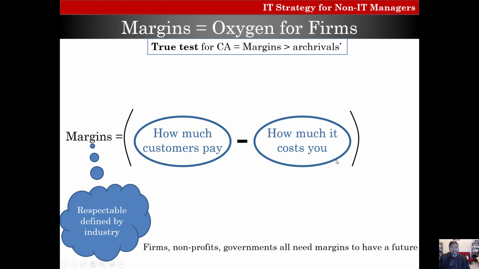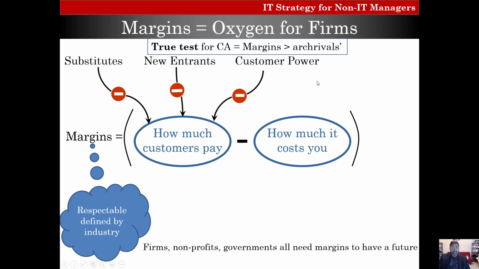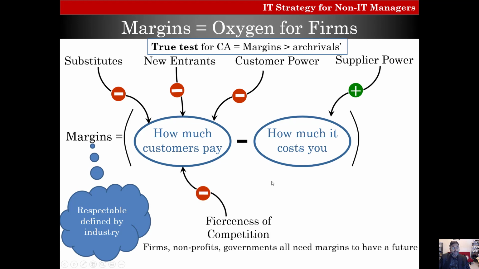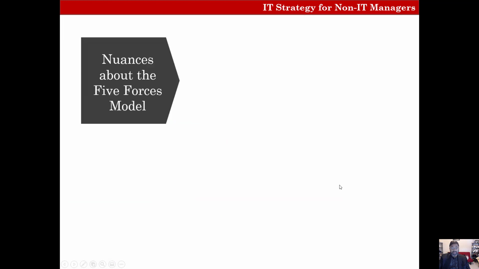And so if you look at this from the lens of the five forces model, more substitutes will reduce how much customers are willing to pay. New entrants reduce how much customers are willing to pay. More customer bargaining power essentially reduces how much they're willing to pay. Supplier power increases how much it costs you. And the fiercer the competition, the more it will reduce how much customers pay and increase how much it's going to cost you.